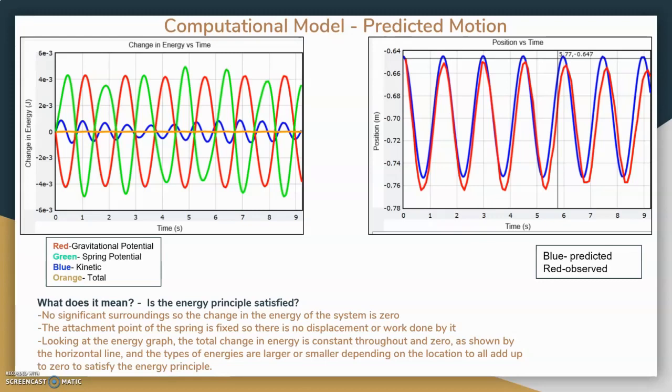Taking a look now at the predicted data that is ideal, the essential question, is the energy principle satisfied, can be observed based off of the change in energy versus time graph. The total energy, the orange line, stays constantly zero throughout the oscillation time. Changes in energy within the system still add up to zero as there are no significant surroundings and the attachment point of the spring is fixed so that there's no work done by it, so the energy principle is in fact satisfied.